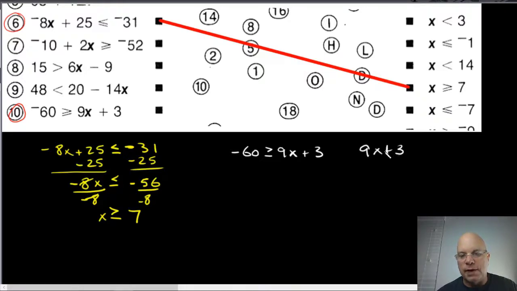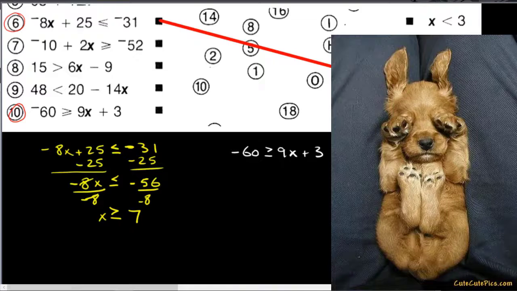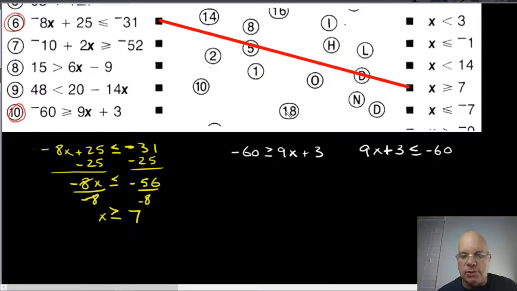But you have to be careful with the inequality. You're reading this way: 9x plus 3 is less than or equal to negative 60. You could solve either one of those and then come back and see how you did. Paused. I'm going to actually solve both of them to convince myself that I did this right.